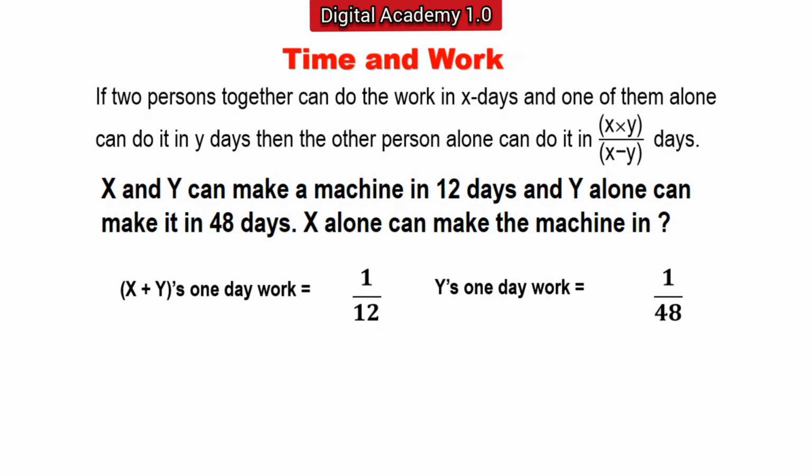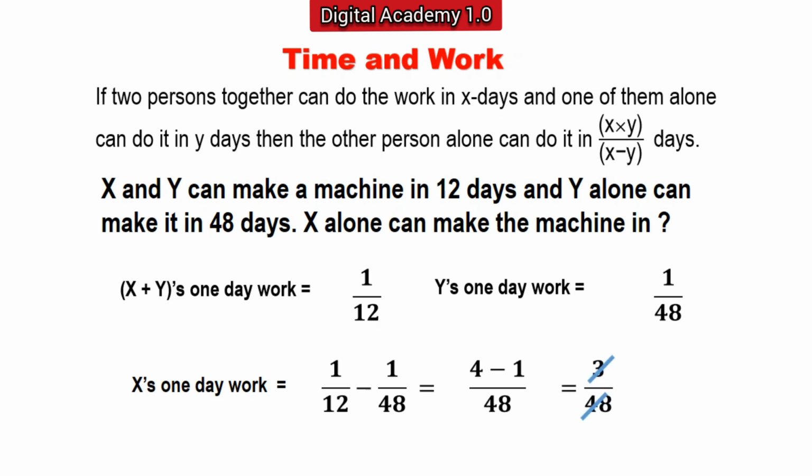Find X's 1 day work, which will be 1 upon 12 minus 1 upon 48. Similarly, take the LCM, we get 4 minus 1 upon 48, which is equal to 3 by 48. So we get X can do the work in 16 days. This is the final answer.